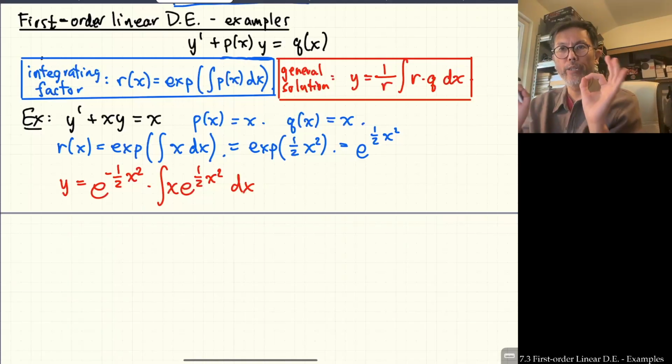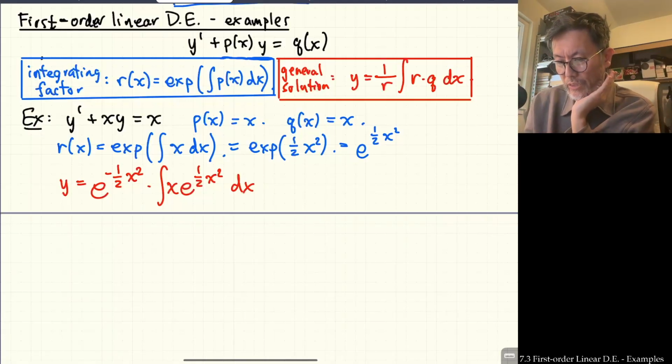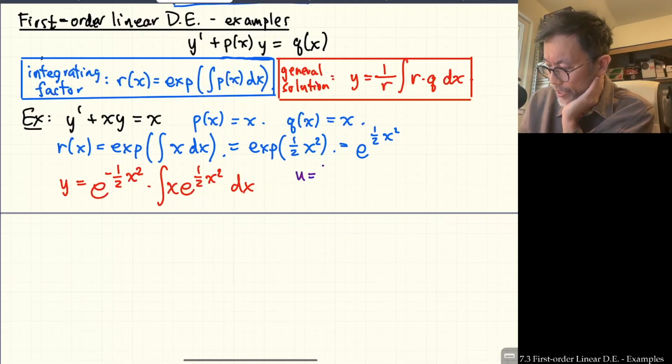Okay, good. We're not done yet because we can kill this integral. How to kill this integral? The way that we kill this integral is through u substitution. We're going to let u equal 1/2 x squared.